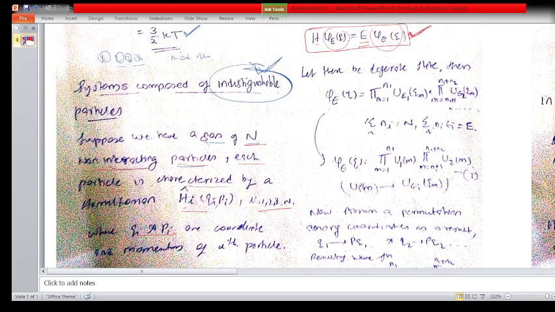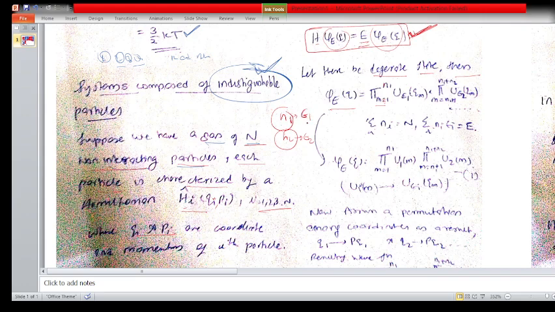Okay, now let there be a degenerate state. If there is a degenerate state, this is for the non-degeneracy case. If there is a degenerate case, then we have to consider psi E as the product over m equal to 1 to n1. So we are considering n1 number of particles in one state, for example the E1 state, and n2 number of particles in the E2 state. Okay, that is degeneracy. More particles in one energy level is called a degenerate state.